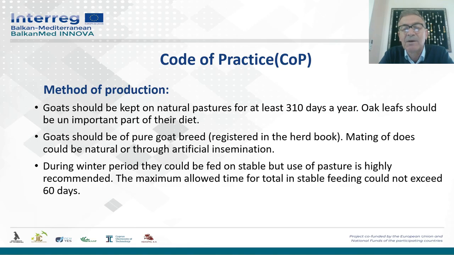In this case, a specific element is the time animals pass in pastures. So for these animals, traditionally, the pasturing period is a very long one. They may stay inside the barn only for 60 days in the worst winter possible. Otherwise, they will pasture even in winter, even when there is snow. So in this code of practice, it is mentioned clearly that the number of days when we avoid pasturing is maximum 60 days.